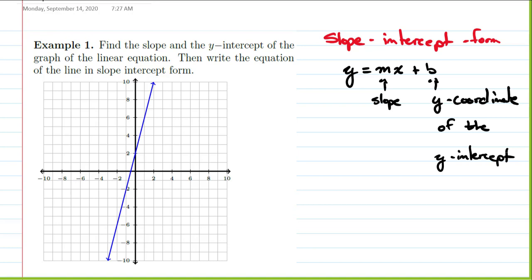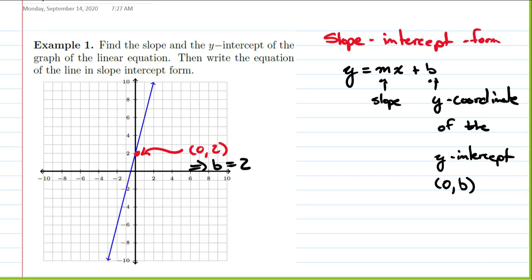So basically, the two things we need to know in order to find the equation of this line are the slope and the y-intercept. The y-intercept always has the form (0, b) and is the point where our graph crosses the y-axis. So that's going to be the point right here, which in this case is (0, 2). That would imply that our b value is exactly 2.